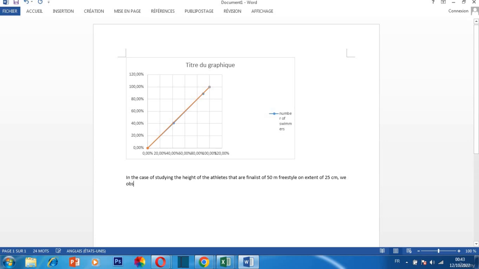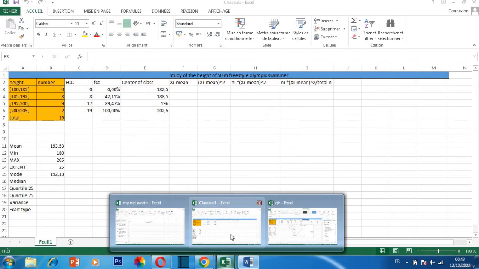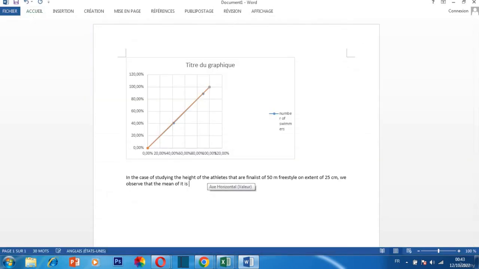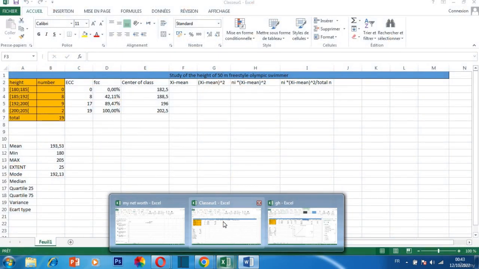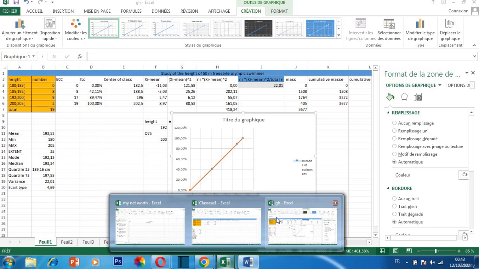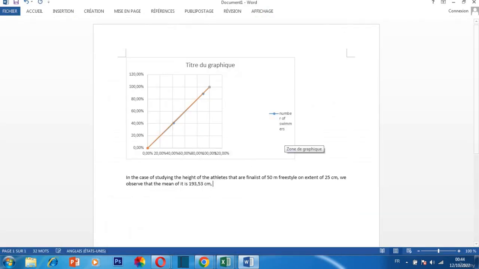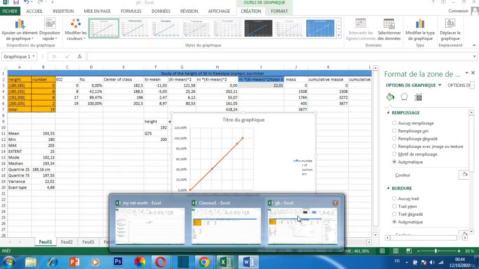we observe that the mean is 193.53. The most repetitive value, which is the mode, is 192.13 centimeters.